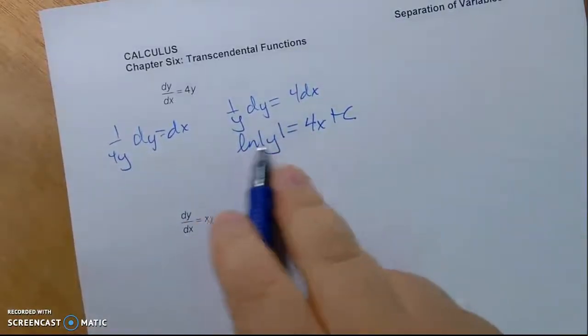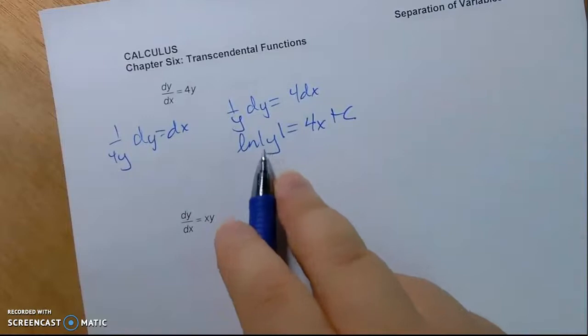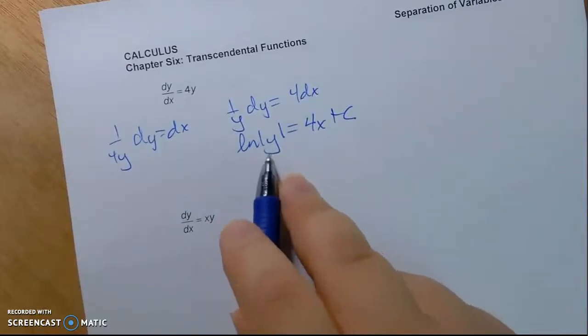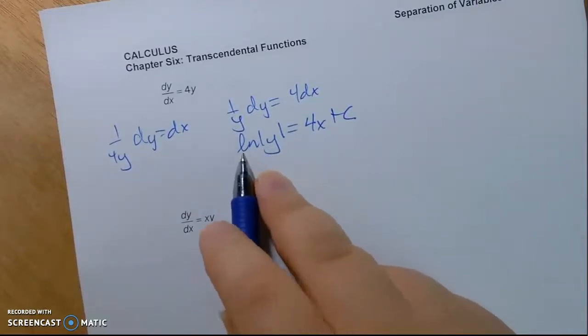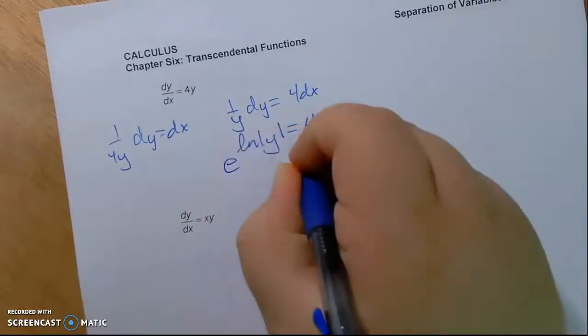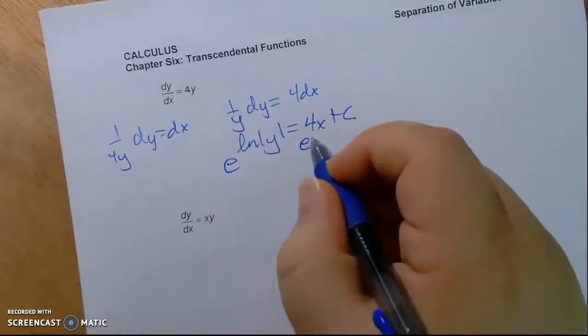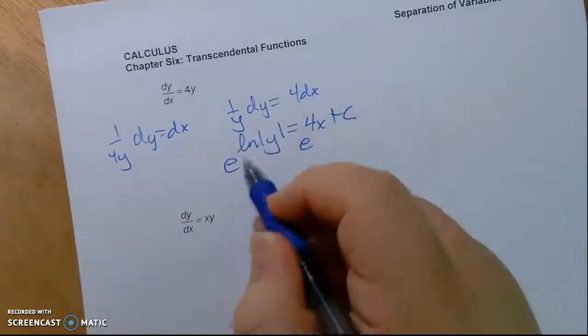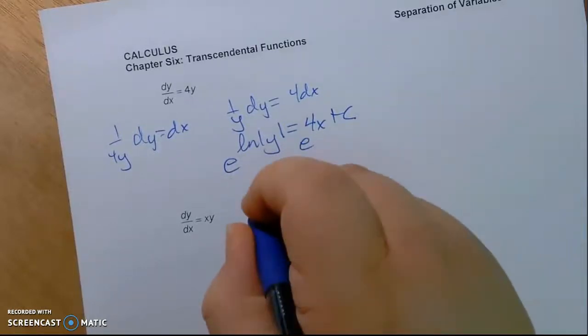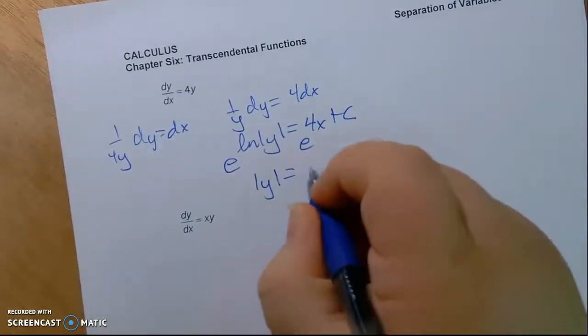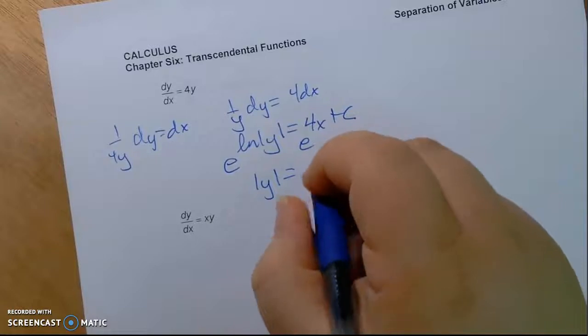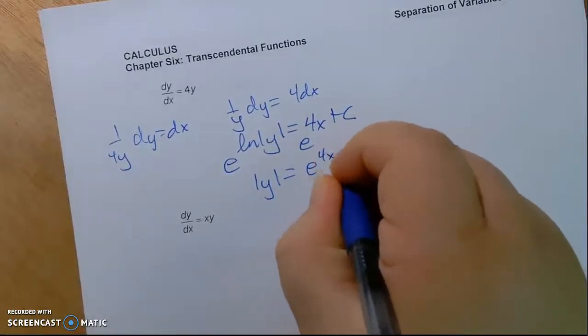Now this gets to become interesting. We need to solve for y. So the first thing we're going to do is get rid of the natural log. So each one of these sides will be the power for e to that power. That reduces, and we get the absolute value of y equals e to the 4x plus c.